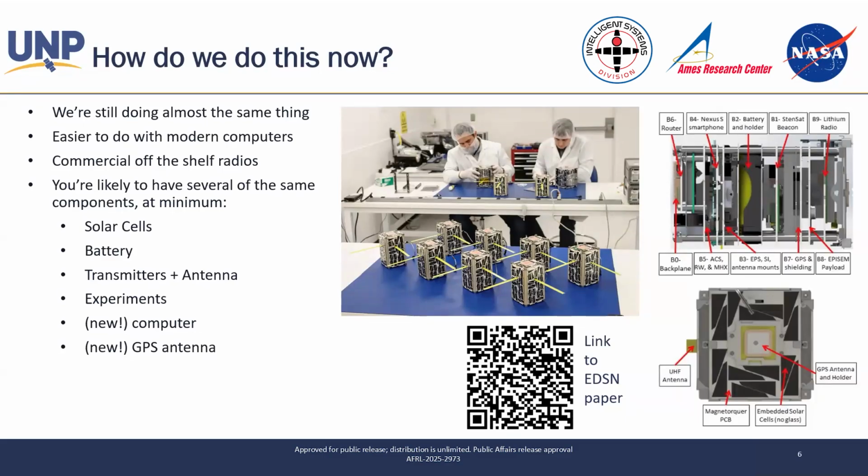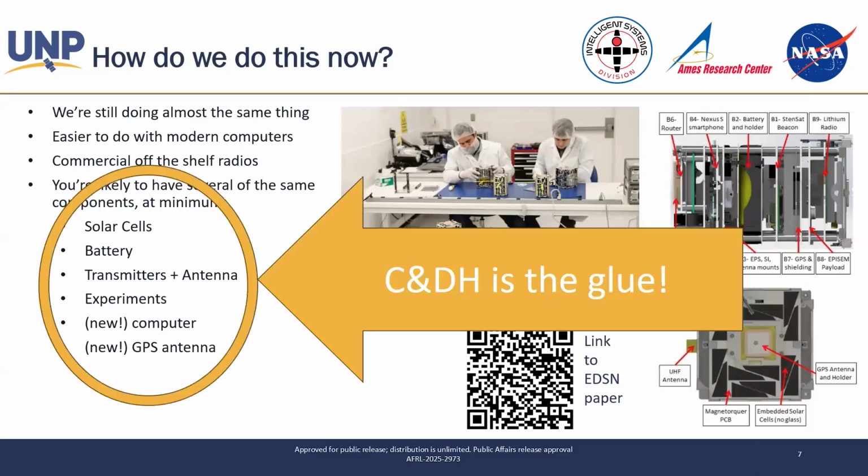But 2 new things were added to the basic components of EDSN that make a modern CubeSat. That's the computer and the GPS antenna. Essentially, every single CubeSat you make will have these components minimum. And your CDH is the glue between all these components. It's the way that these components talk to each other, and it's the way that you talk to these components when it's up there in space.